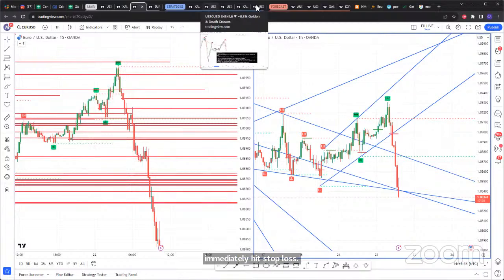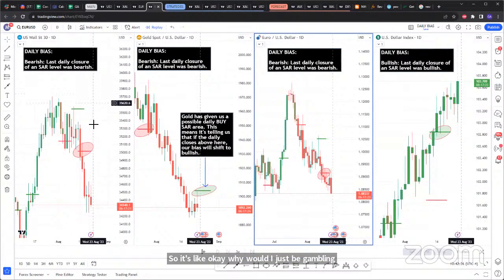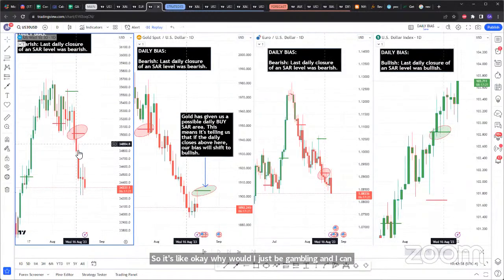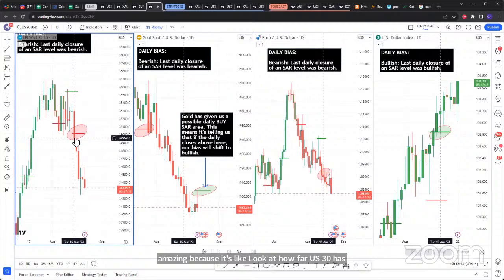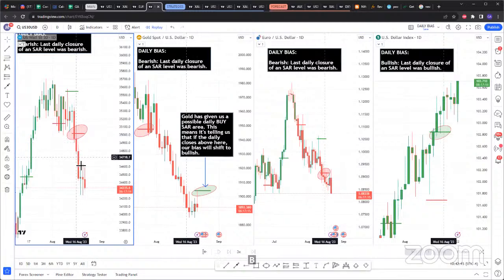And if you look at this, for me, this looks so amazing, because look at how far US 30 has been dropping since it gave you that daily bias. So why would you be trading again? Yes, you can see these pullbacks here, but why would you trade them?